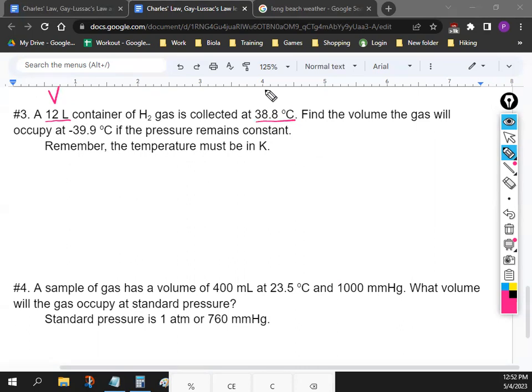Yeah, temperature, degrees Celsius is how we tell how hot or cold it is outside. Okay, it's asking us to find the volume. So what are we looking for, P, V, or T? V, yeah, we're looking for V.